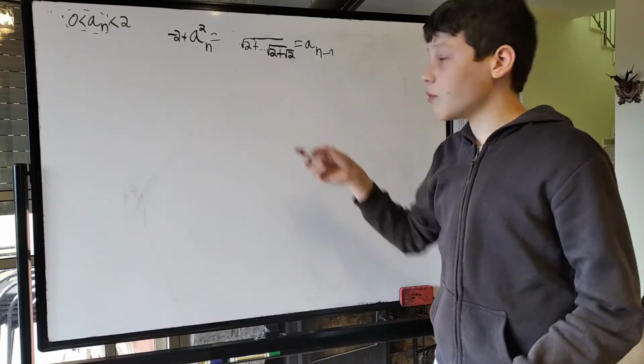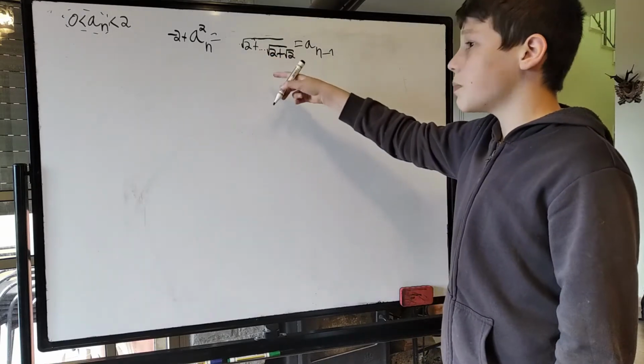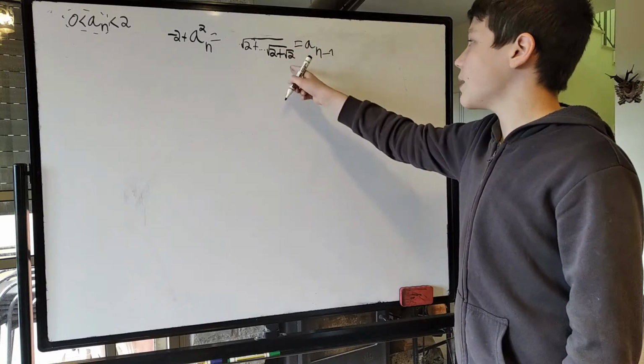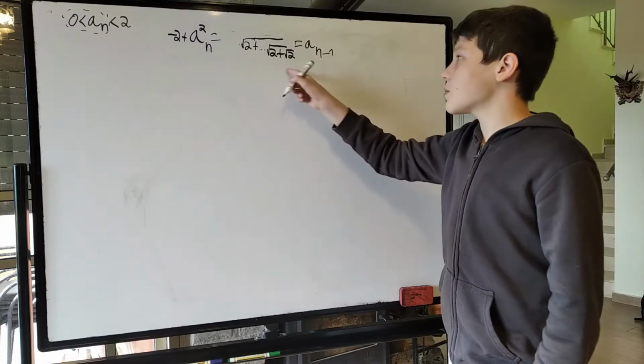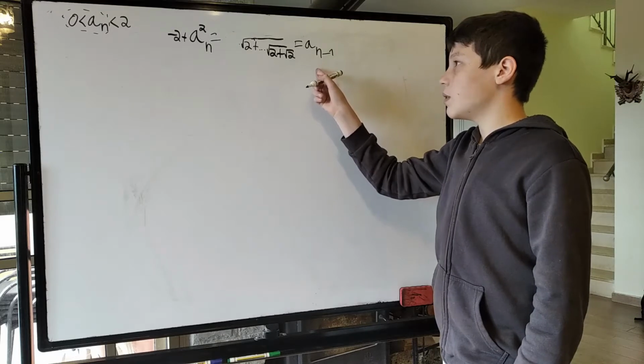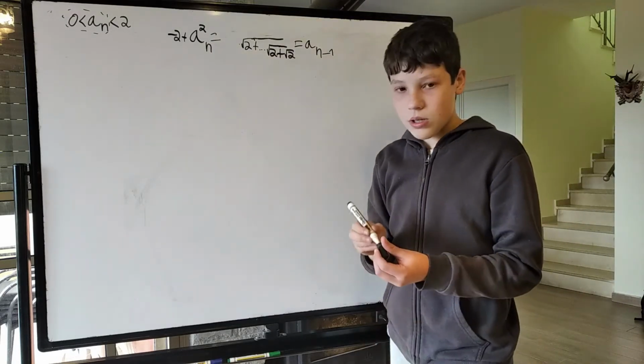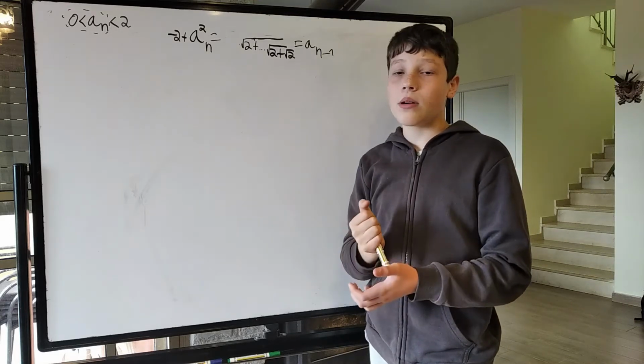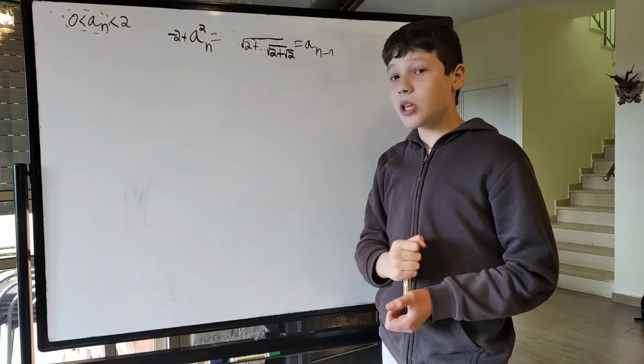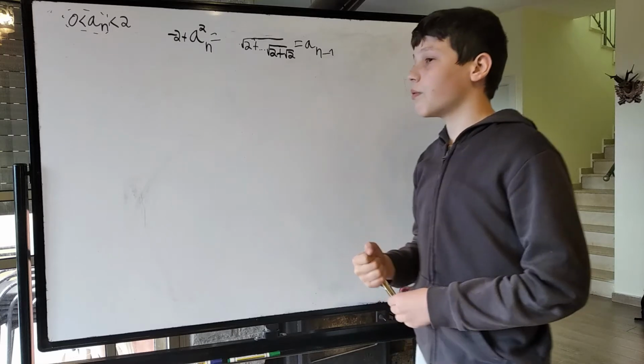Because again, it's the same form: square root of 2 plus the square root of 2 plus, on and on till the end. Well, we have n minus 1 2s, that's a_{n-1}. And we just found that that is a_n squared minus 2. So that is our connection. Now let's use it in our induction proof.